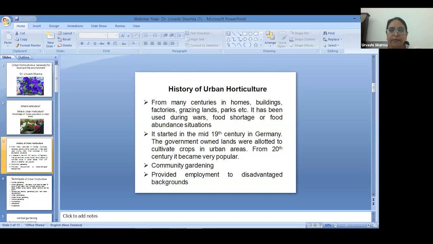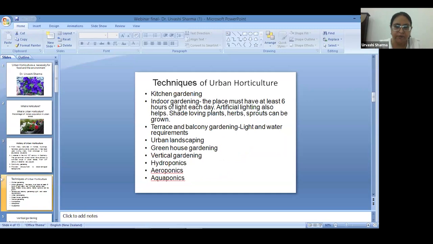And from the 20th century, it became very, very popular. The concept of community gardening arose at that time in Germany and in other countries like the UK and USA, which is followed in many, many countries. Many people from the particular area, they take care of the gardens, they build up the gardens. The excess is sold to the local markets. And it also helped to provide employment to people from disadvantaged backgrounds.